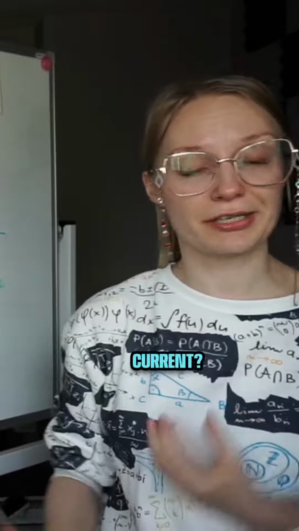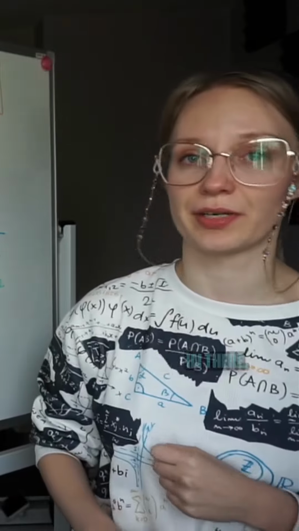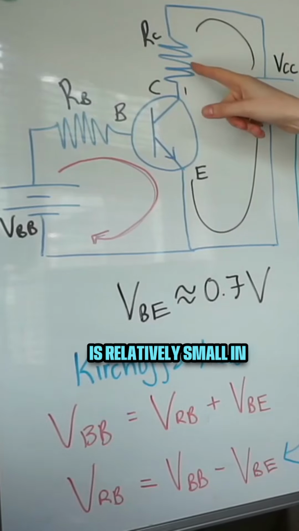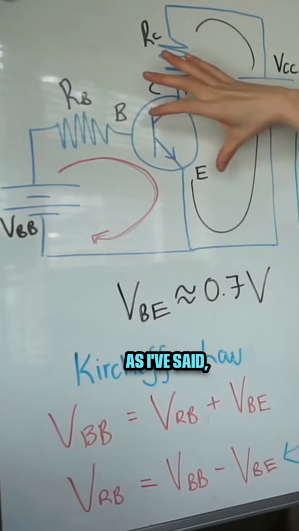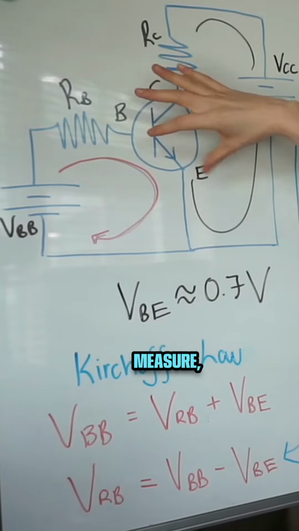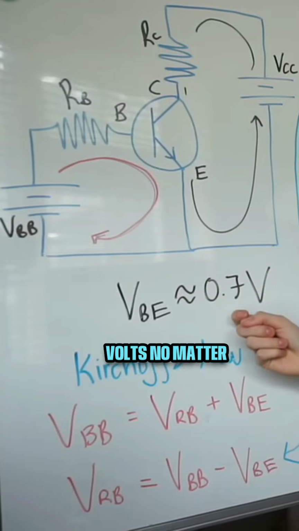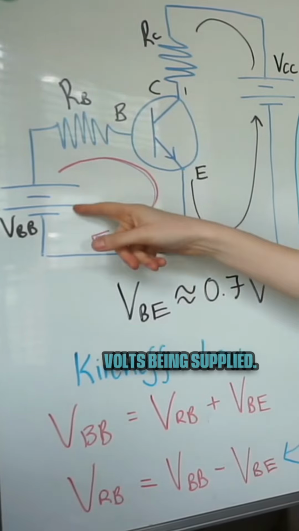So how do you limit the current? Shove in a giant resistor in there. This resistor is relatively small in comparison to this dude. And I've drawn it in conventional current. As I've said, across BE, the base and emitter, we will drop 0.7 volts no matter what. Well, as long as we have 0.7 volts being supplied.